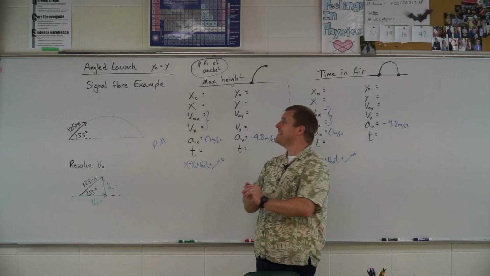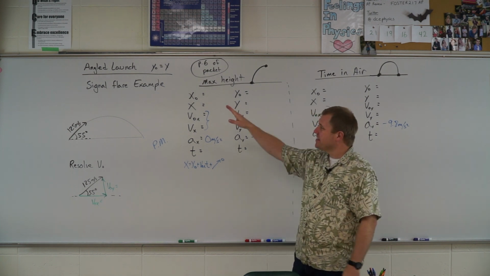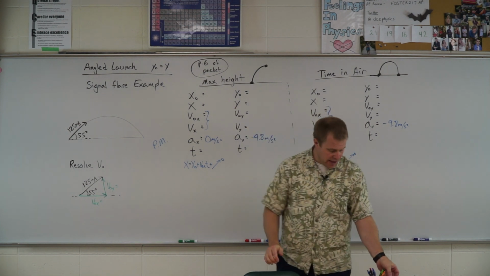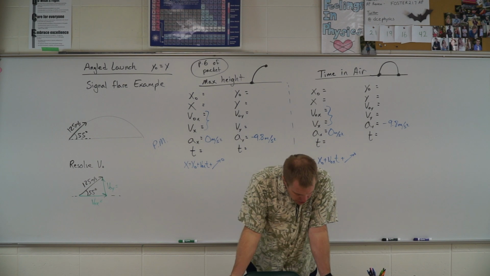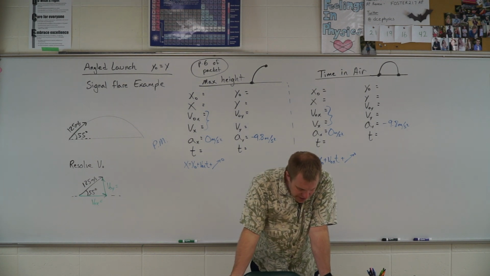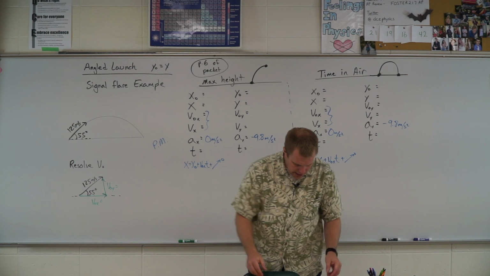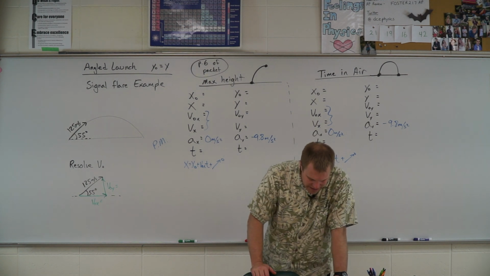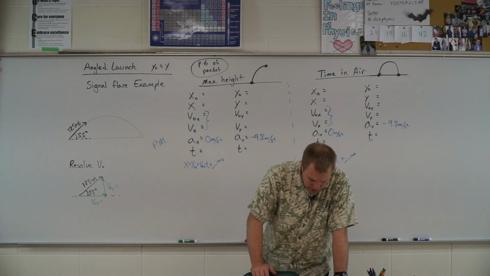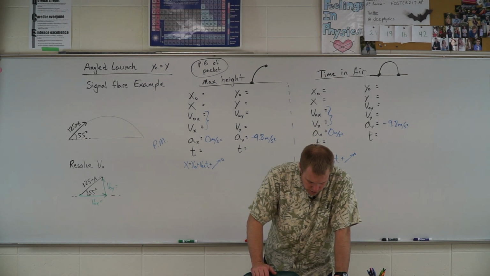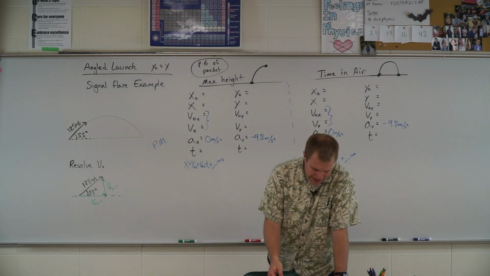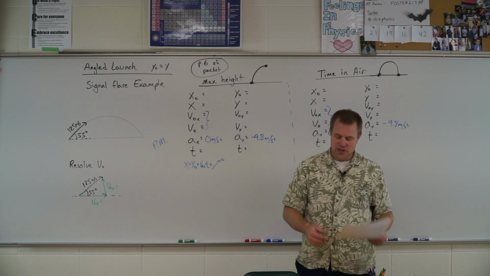Here we are trying an example of angled launch. This is the signal flare example, so let's read that one quick. A pistol that fires a signal flare gives it an initial velocity, a muzzle velocity of 125 meters per second, at an angle of 55 degrees above the horizontal. You can ignore air resistance and find the flare's maximum height and distance from its firing point to its landing point when fired on the level salt flats of Utah.